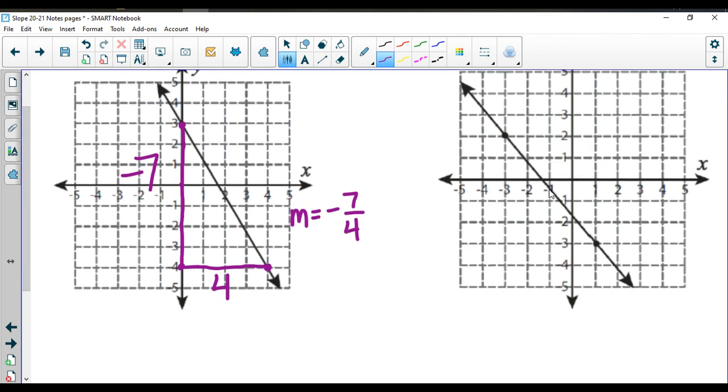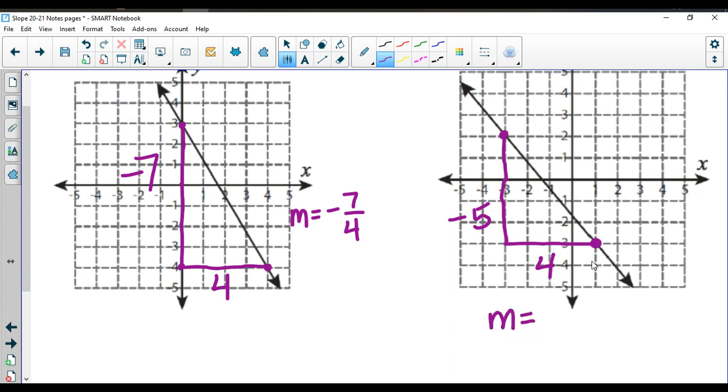In this last example, I'm going to have you count from this dot to this dot. First question, what is your rise? We're moving downward here, so we're moving down. 1, 2, 3, 4, 5. Your rise is a negative 5. What would be your run? You're moving to the right here. 1, 2, 3, 4. So that's a positive 4.